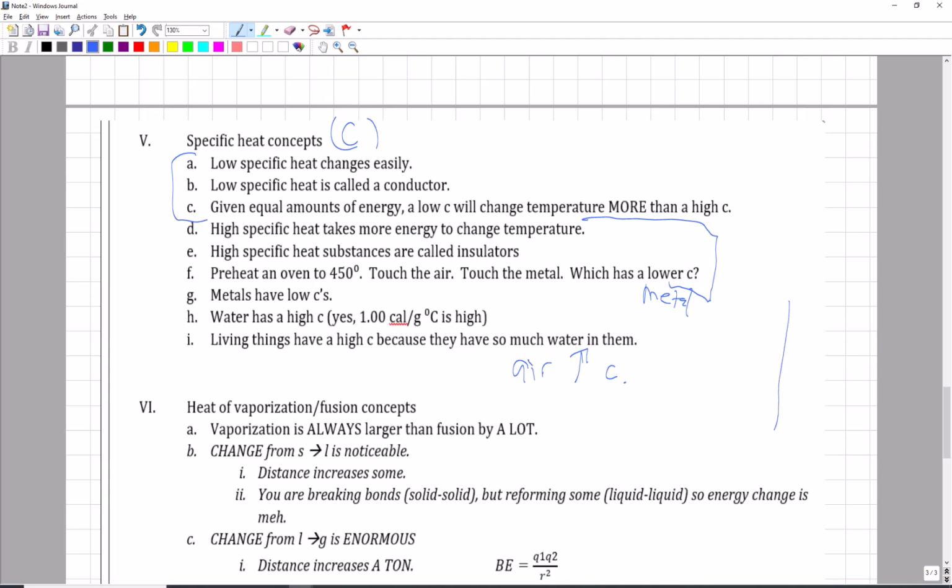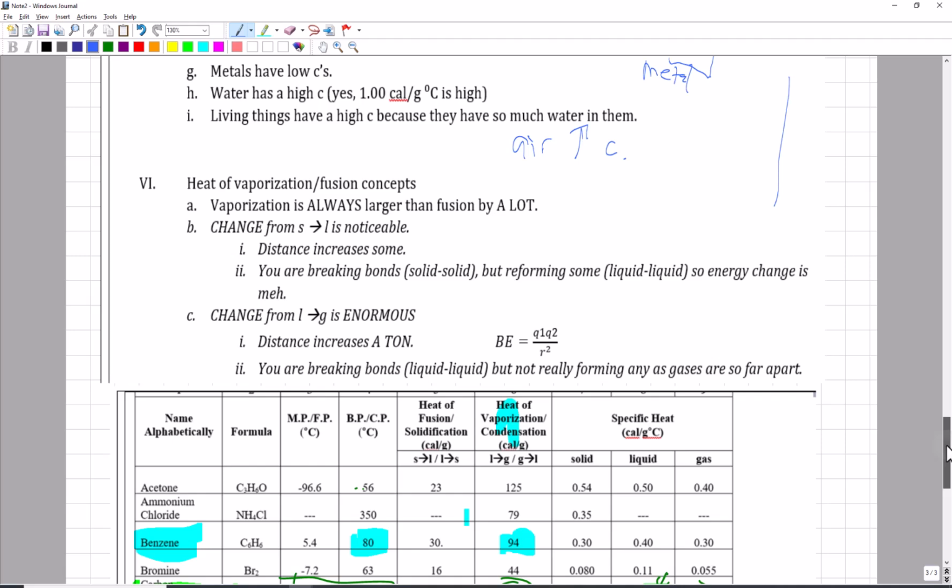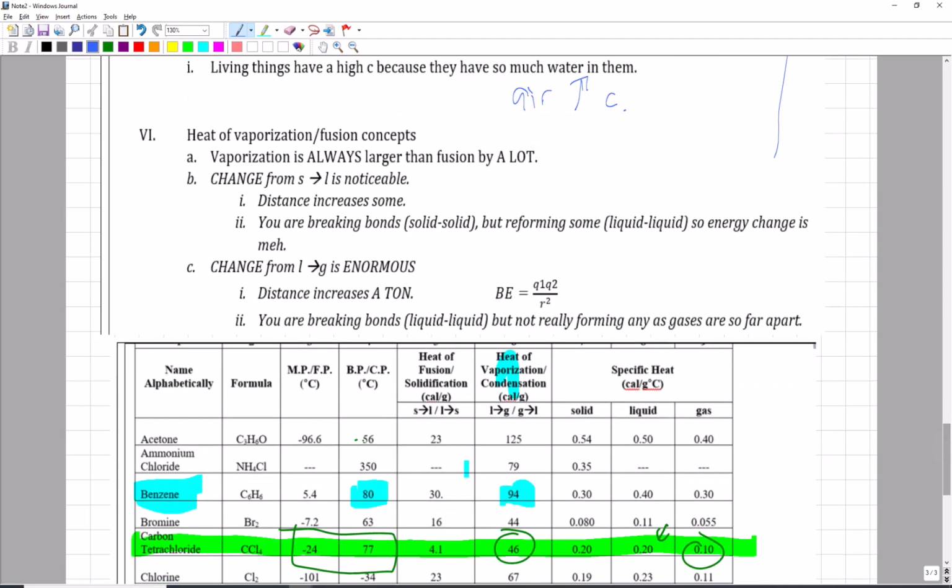Heat of vaporization and heat of fusion concepts. Vaporization is always larger than fusion by a lot. That's because the change from solid to liquid is noticeable. Solid, I'm vibrating, whooshy, whooshy. But if I'm going into a gas, that change is incredible whenever you hit that gas part. So going from solid to liquid, you're breaking bonds, but reforming some liquid. But if you're going from a liquid to gas, the distance increases a ton.